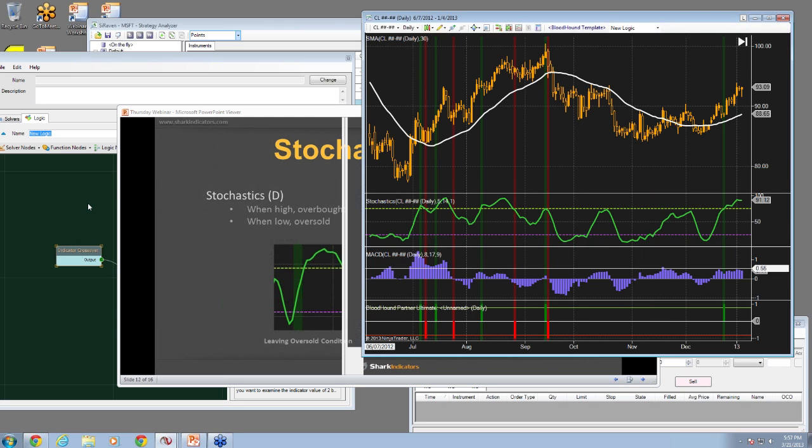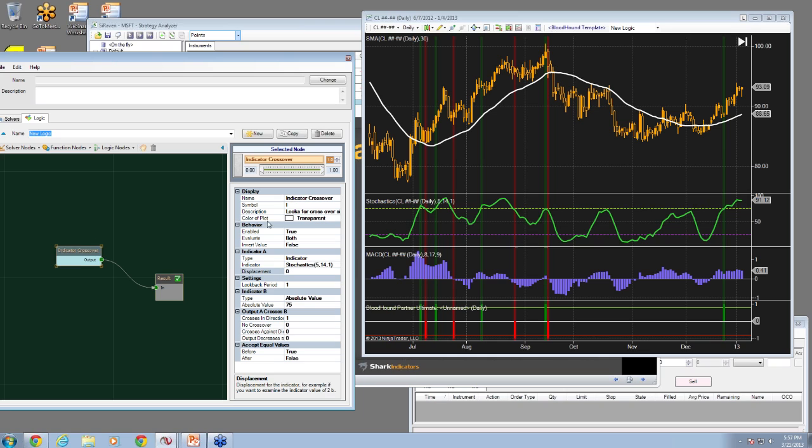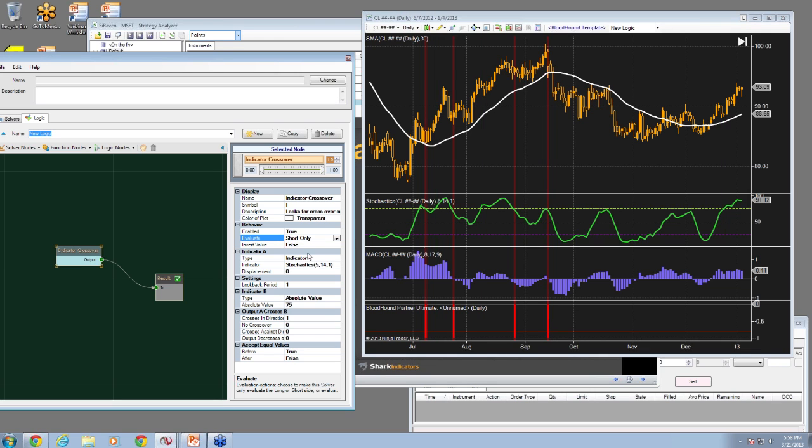So what I'm going to do is shut off one side of this. Instead of having this one evaluate both sides, I'm going to have it evaluate only the short side. That quickly eliminates all the green signals, and now we've got only the ones that have already been above the 75 and are now breaking back below it. Okay, so I'm going to name this one appropriately.